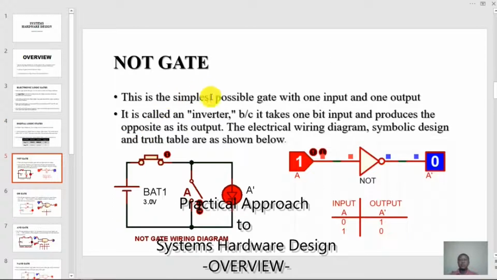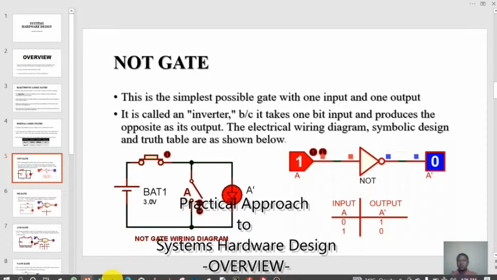Now, the NOT gate. When this switch is open, it represents 0. When this switch is closed, it represents 1. When this LED is off, it represents 0. When it's on, it represents 1. So from this symbol, when this input is 1 here, the output is 0. And when the input is turned to 0, the output will become 1. So let's quickly look at this circuit in Proteus to see how the simulation runs.